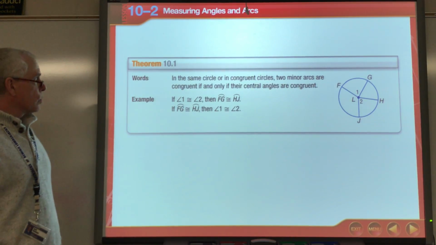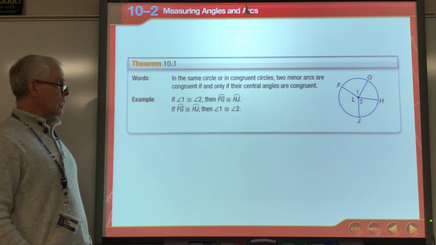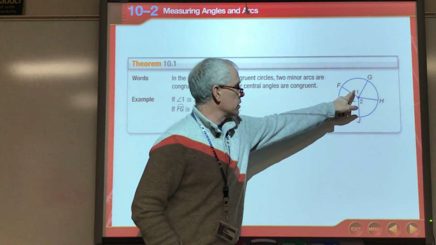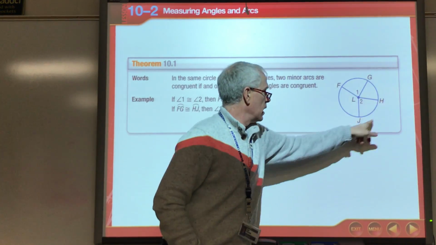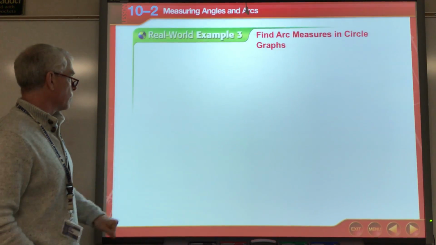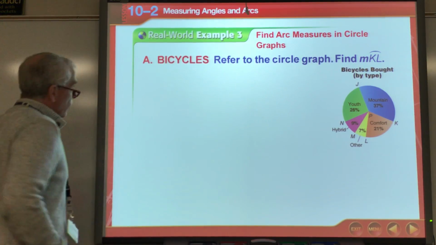All right, in the same circle or congruent circles, two minor arcs are congruent if and only if their central angles are congruent. So angles 1 and 2 would be congruent if arcs FG and HJ are congruent arcs, if angle 1 and angle 2 are congruent. Okay? I'm going to need a calculator for this one.